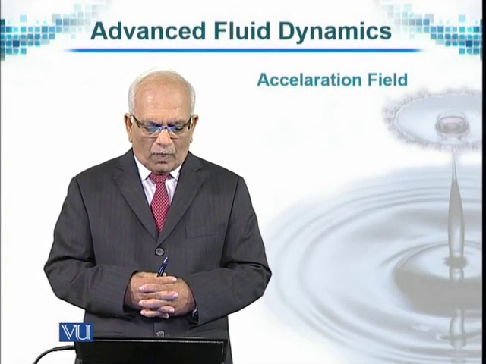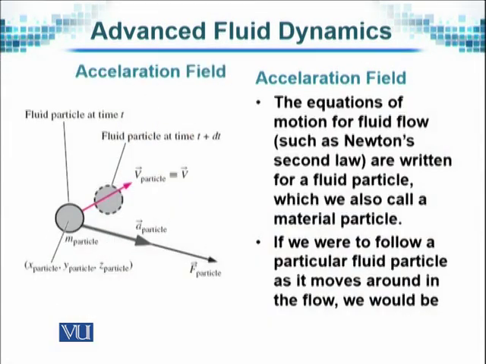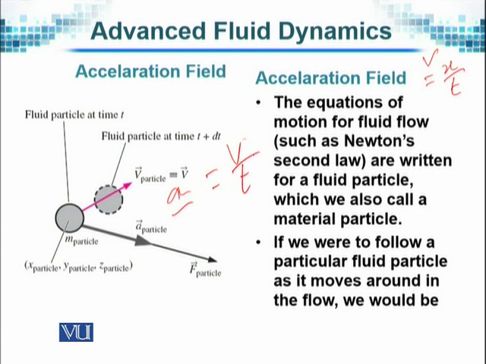After velocity, we come to the acceleration field. As you know, velocity is x by t, or dx by dt, the distance traveled divided by the time. And acceleration, if I have to represent it, we represent it by the vector a, and this will be dv by dt. So the rate of change of velocity with respect to time is acceleration.